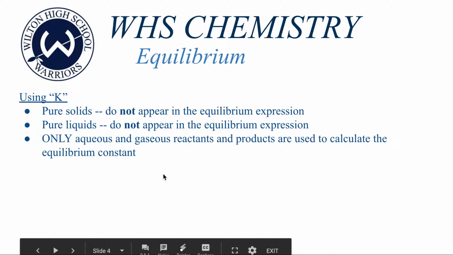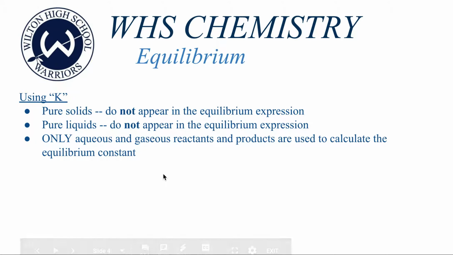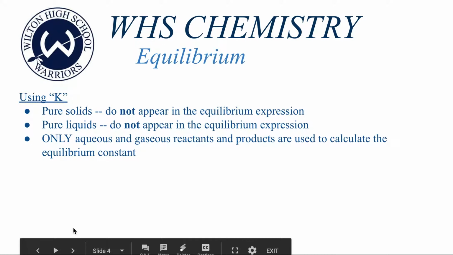So using K, when you calculate it, you're only using aqueous or gaseous species. You do not put the solids. If there's a solid, if it's a precipitate reaction, or it produces a liquid, you do not have those in your equilibrium expression. So if all your products are either liquids or solids, then you just do 1 over the concentration or partial pressure of your reactants raised to the powers.